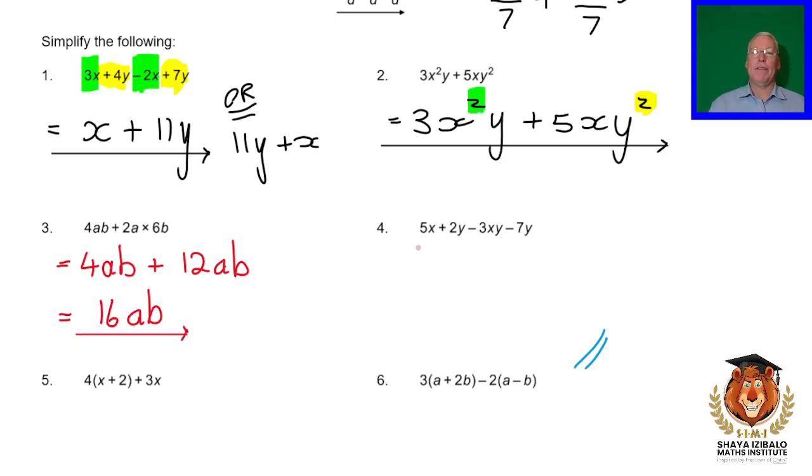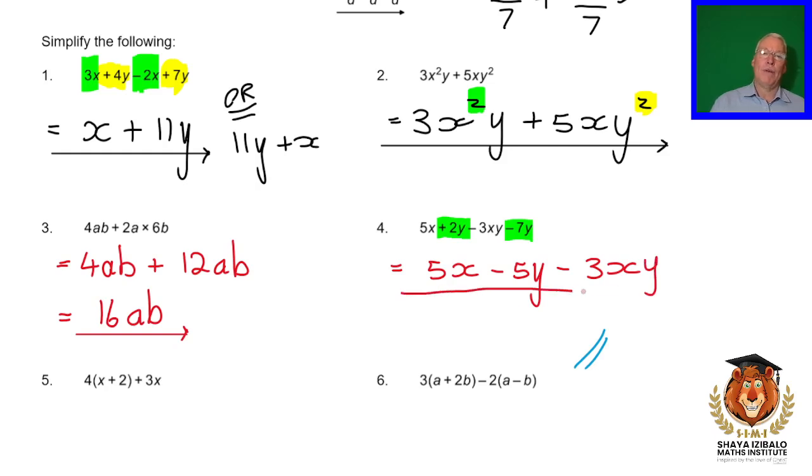Right, let's have a look at this. There are 1, 2, 3, 4 terms here. The only terms that are like are these two over here, 2y and negative 7y. The rest have to stay as they are. Notice we're writing an equal sign, and then we're working downwards. So 5x. Then we've got 2y and negative 7y. That's negative 5y. Do you see how we're using integers? And then negative 3xy, different type of term. That's where that stays.